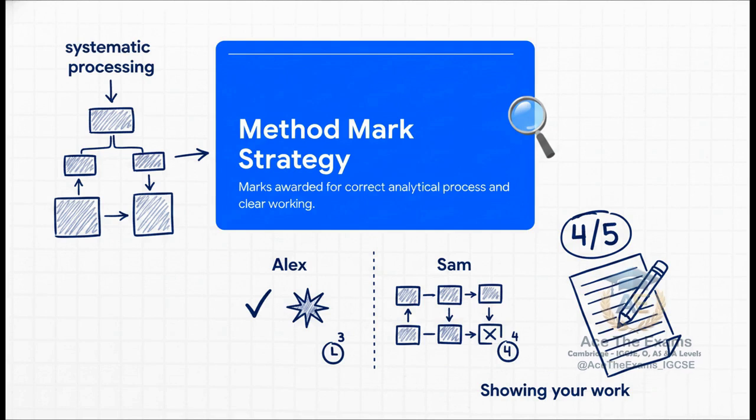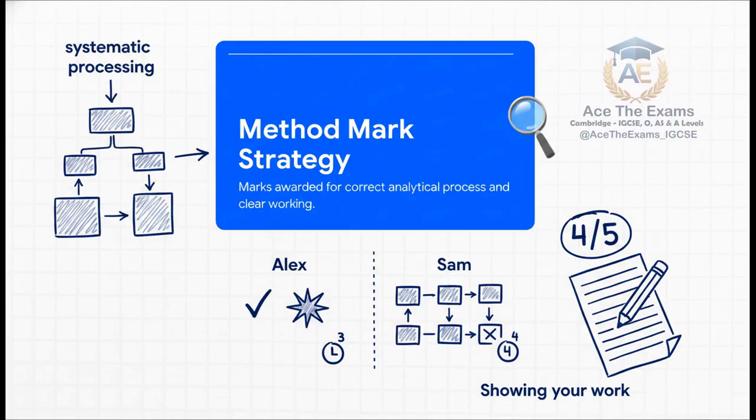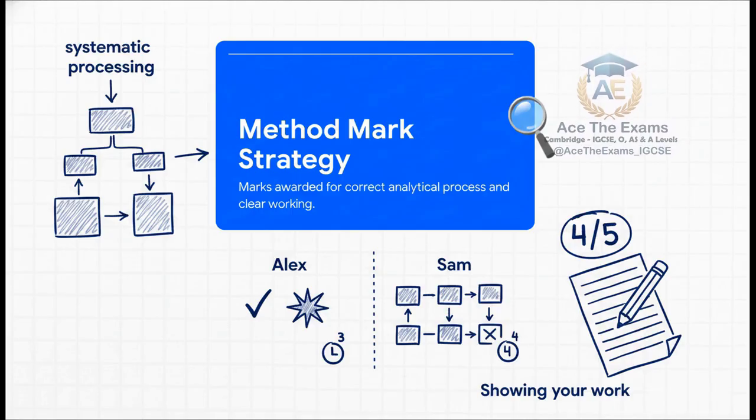Why? Because the examiner cannot see the working. Alex dropped the ball in the process. Now look at Sam. Sam writes down the initial equation or analytical framework, extracts the data onto the page, maps out the logical reasoning step by step. But Sam accidentally makes a minor calculation or logic error at the very end, resulting in a slightly flawed conclusion. Total time, 4 minutes. Marks awarded, 4 out of 5.